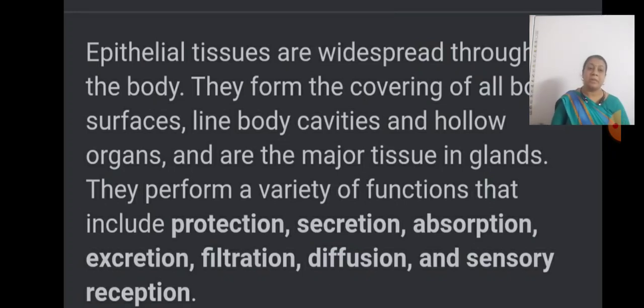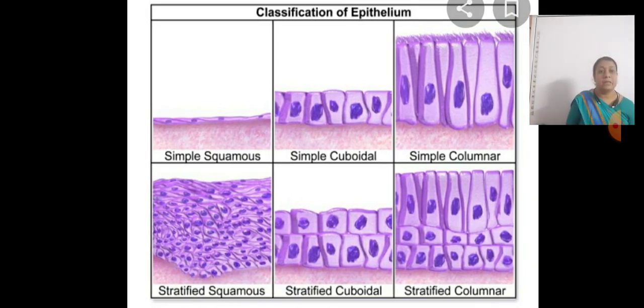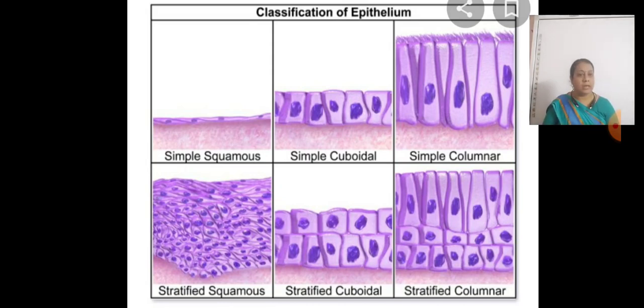If it is cube shaped, then it is cuboidal epithelium. If it has column-like cells, then it is called columnar epithelium. In the next slide you see the types of epithelium. Simple squamous epithelium means the cells are very simple. Cuboidal epithelium means the cells are cube shaped. Columnar means column shaped. Then there are stratified squamous epithelium, stratified cuboidal epithelium, and stratified columnar epithelium. These are the different subtypes of epithelium found all over the body.